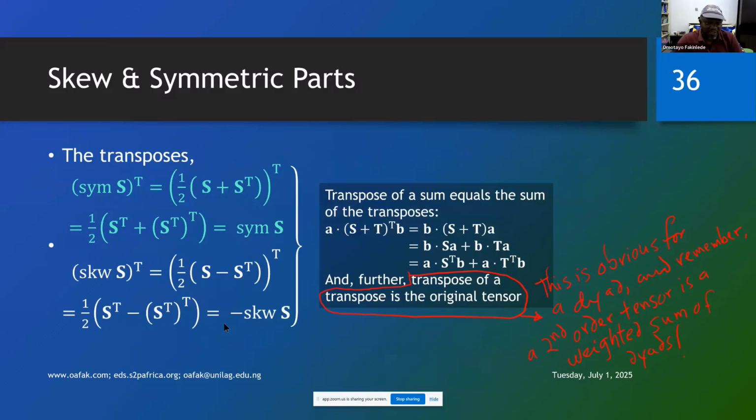So this page explains that the transpose of the symmetrical part is itself, whereas the skew part is the opposite of its transpose. There are explanations on this page, which I do not want to detain us on, because it should be easy for you to read. If you have difficulty with this page, put it in the chat.